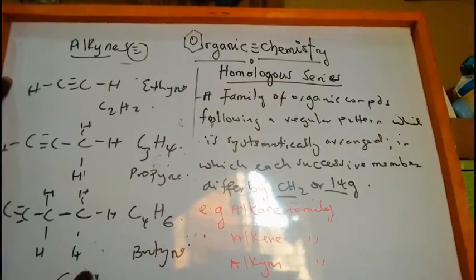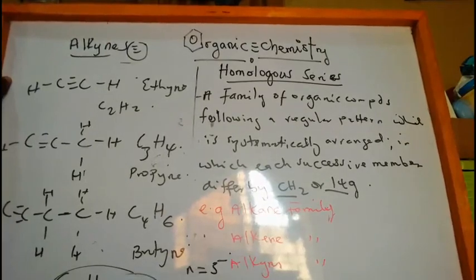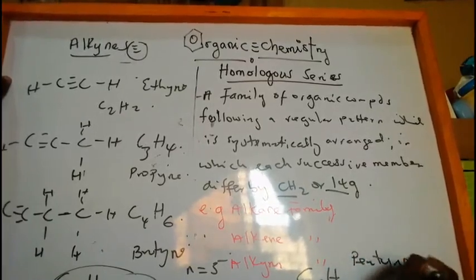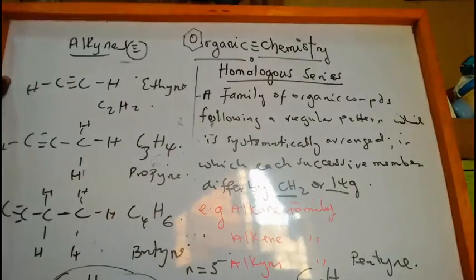So the general formula for this is CnH2n minus 2. For example, if n equals 5, I'm going to have C5H2×5 minus 2. So that will give me C5H8. This is called pentyne. So that's how to derive their structures.